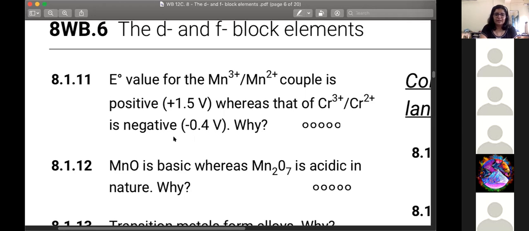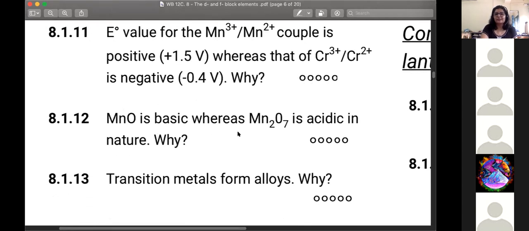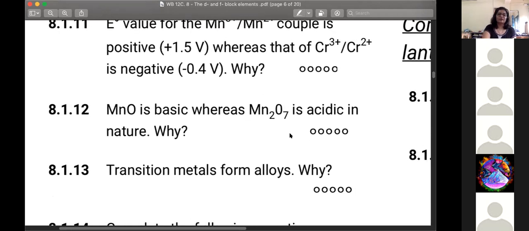Cool. Question 12: MnO is basic, whereas Mn2O7 is acidic. Why? Siddharth, your turn. Look at 8.1.12. MnO is basic, whereas Mn2O7 is acidic. Why? I'll give you a hint. It relates to the oxidation states.